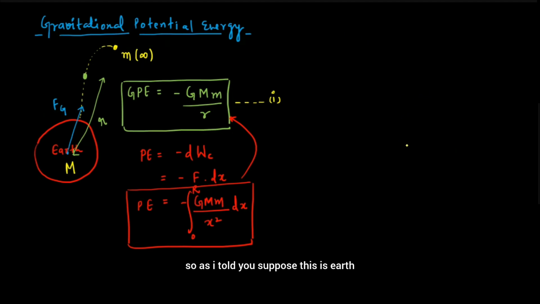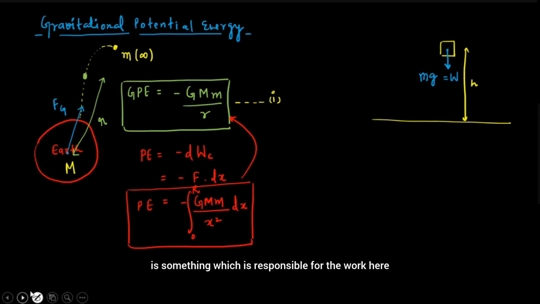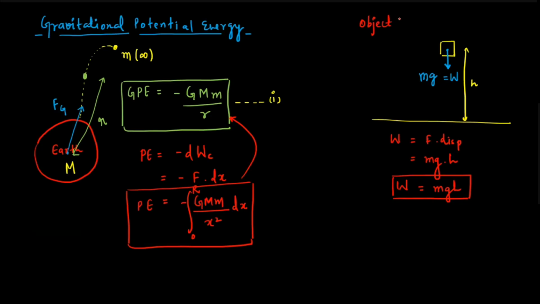As I told you, suppose this is Earth and there is an object which is at certain height h. Whatever force is acting on it, which is acting downward, that force is responsible for the work here. If we try to calculate the work in this case, it is going to be force times displacement. Force acting here is mg and displacement is h. The work done can also be written as mgh. I already told you about this, that we write this expression when the object is approaching the surface of Earth.